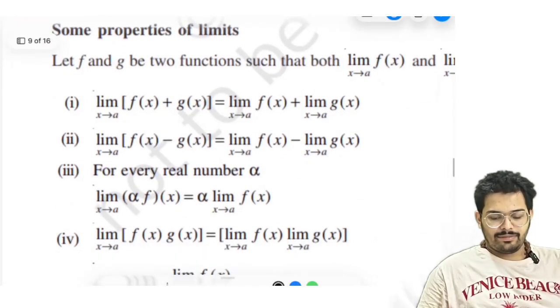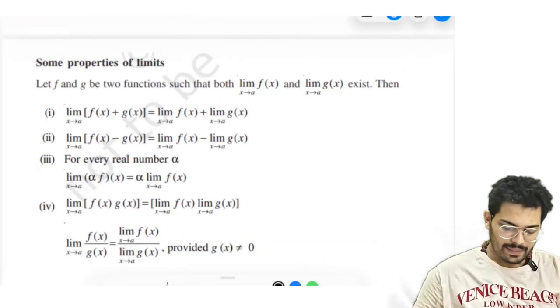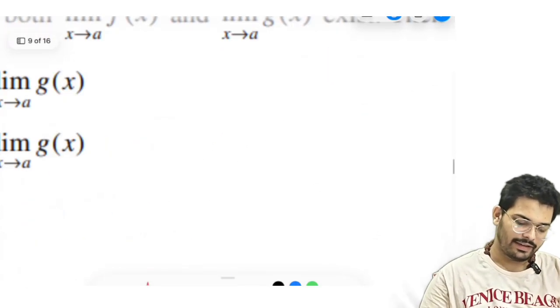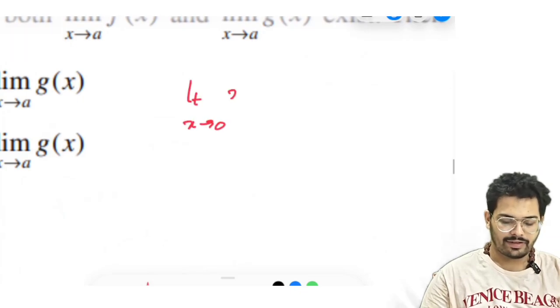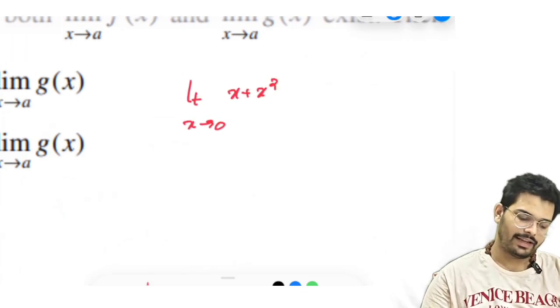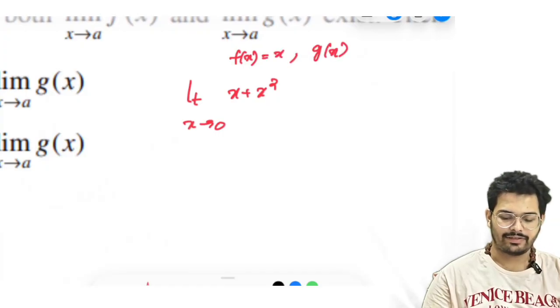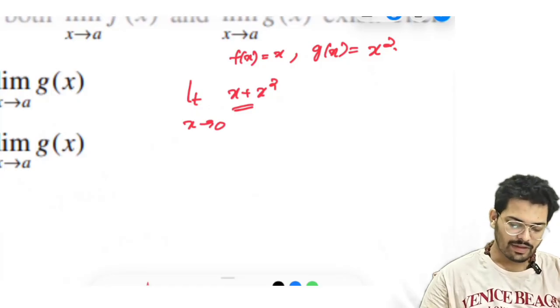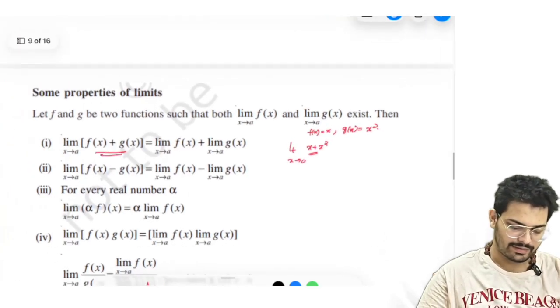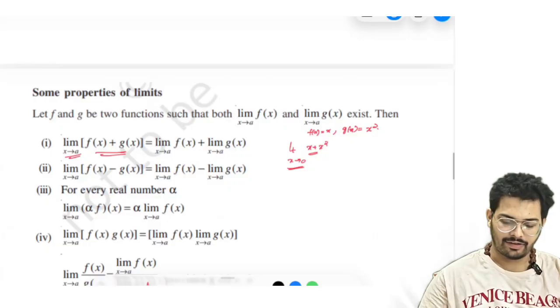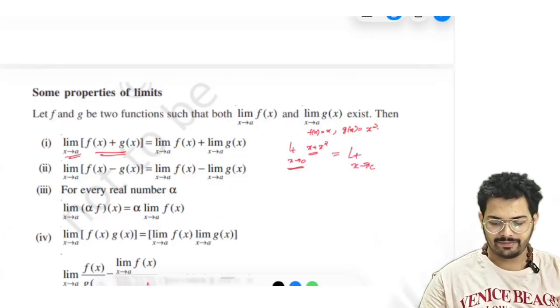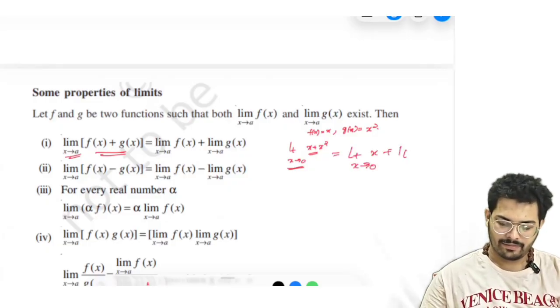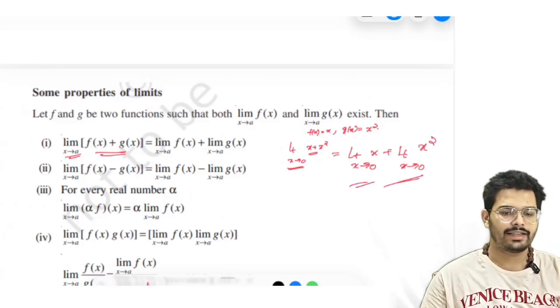Now the thing is algebra of limits. That is, if you want to find the limit as x tends to 0 of x plus x square, we can say one of the functions is f of x, which is equal to x, and another function g of x, which is equal to x square. Here these two functions are added. When you add two functions, f of x plus g of x, and take the limit as x tends to a value, you can simply split the limits.